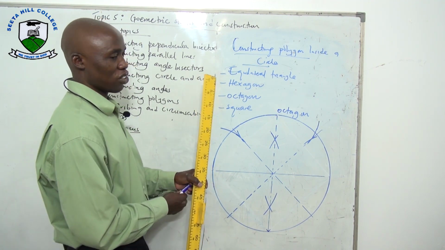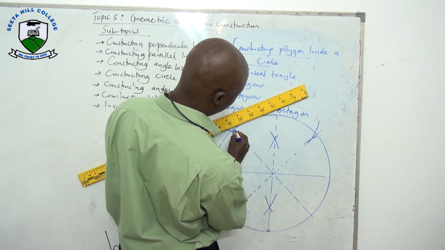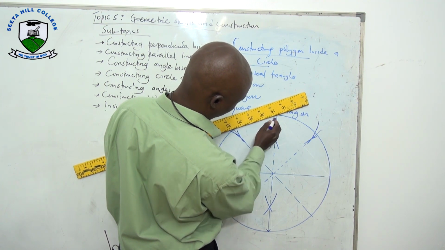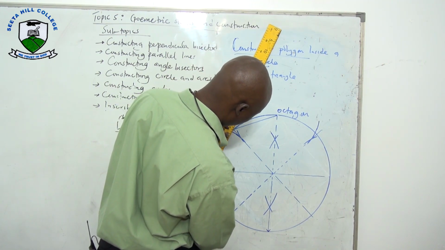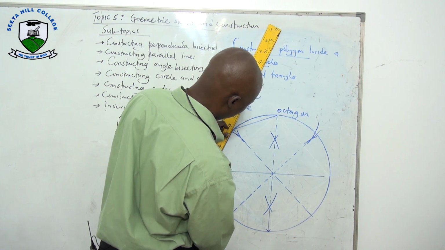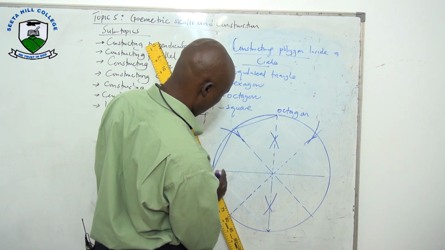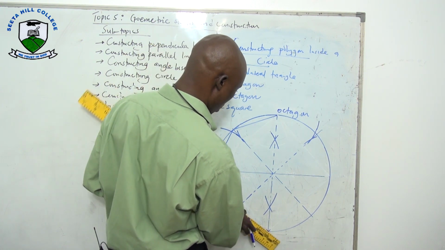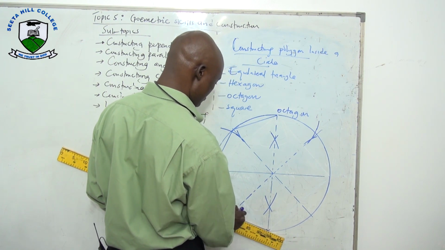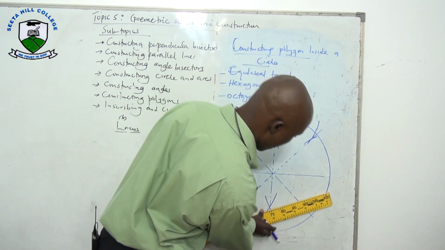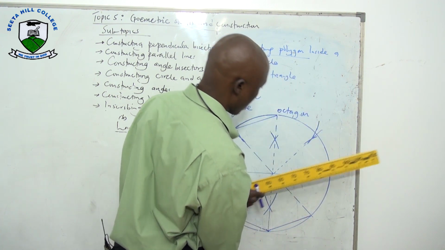Now you join the sides to form your 8-sided figure. Join here, join here, here, and also here. Also, I think you see your octagon. Yeah, 8 sides are coming out.